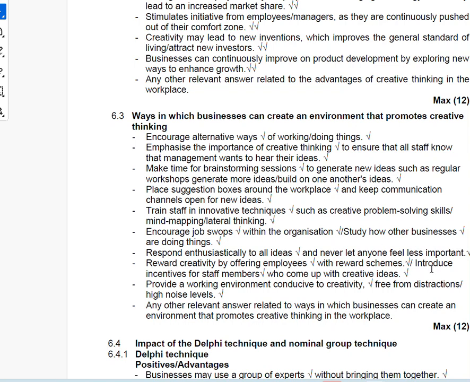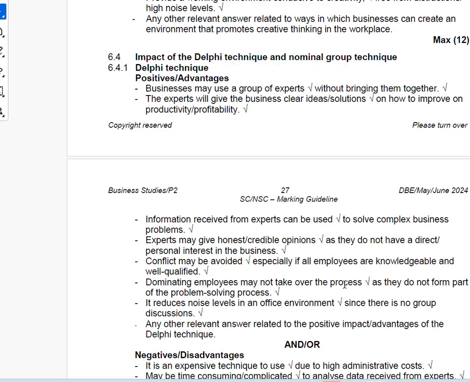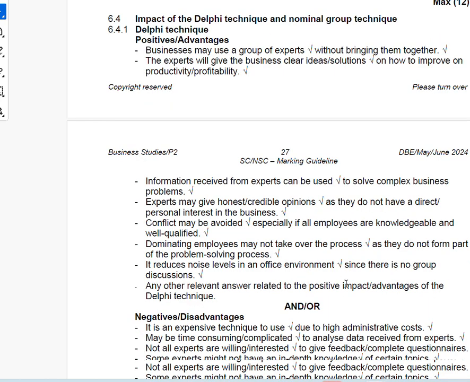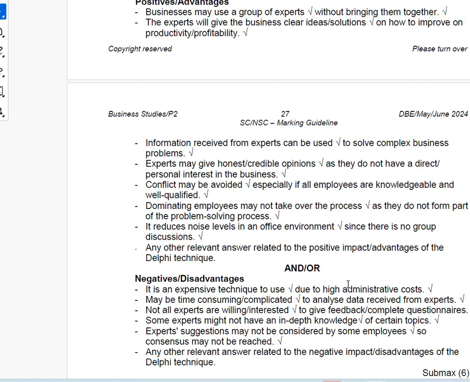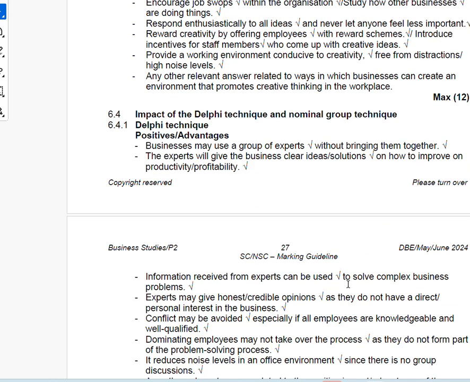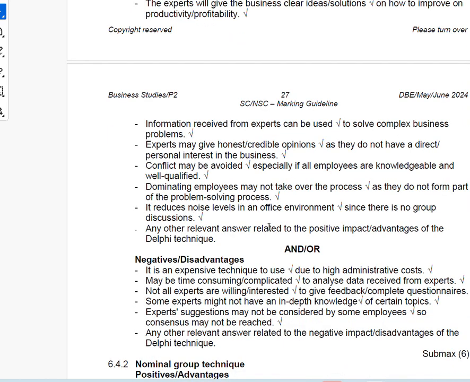Now let's just look at 6.4. You remember that 6.4 is broken down into two, which is the Delphi technique, as well as the nominal group technique. Now let us look at the first one. So the first one, the technique has positive and negative. So you have to decide whether you want to have both or you need to choose between negative or positive. As I've already said in the past, I would always suggest that you choose both.